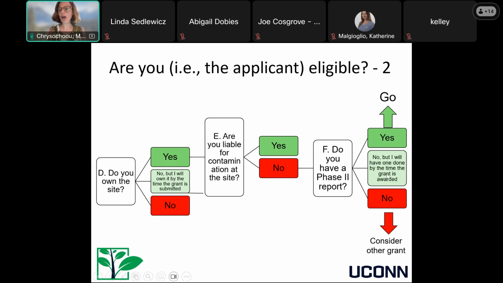So you can tell that there are 6 different questions that you need to answer before pursuing a cleanup grant is a go for you. And now we'll go through all of these eligibility criteria in detail.